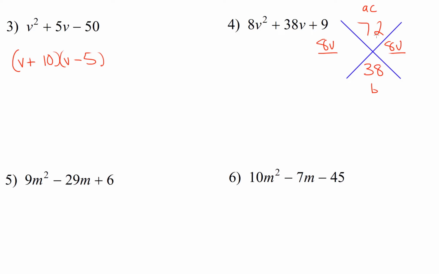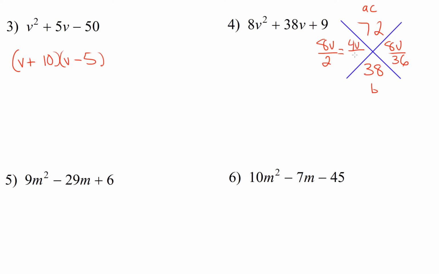Now those two numbers are going to be 36 and 2. So 36 times 2 is 72, and 36 plus 2 is 38. So let's go ahead and put the 2 here and the 36 here. Does it matter where we put them? No, because everything's positive. And now what we need to do is simplify these fractions. So here, 8v and 2 can be divided by 2. 8v divided by 2 is 4v.